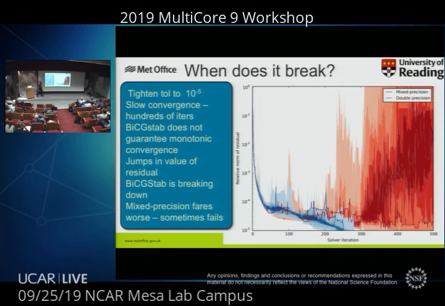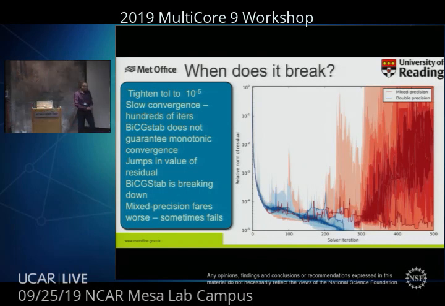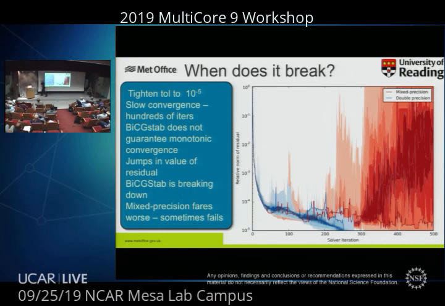And now we're seeing hundreds of iterations, okay? Now, hundreds of iterations are completely unaffordable for an operational model. And so we're stopping here, not down here, but down here is terrifyingly close to over here. And you can see these big jumps in the value of the residual. BiCGStab is breaking down. The mixed precision in red fares worse than the double precision. It sometimes actually fails, but even so, the double precision is not really looking very pretty, and so that's not very nice at all.